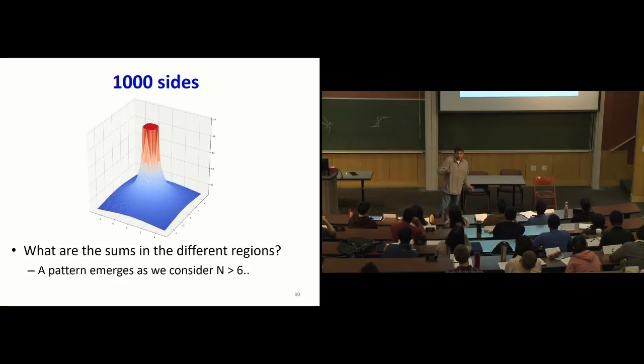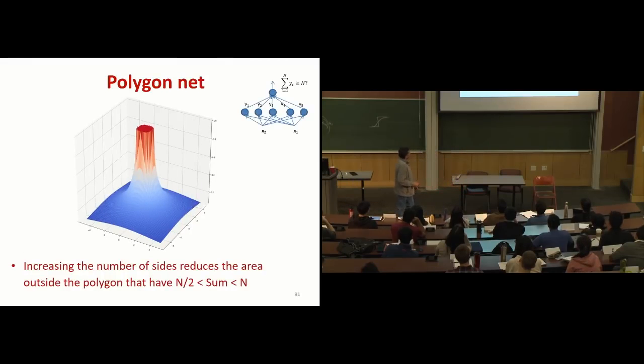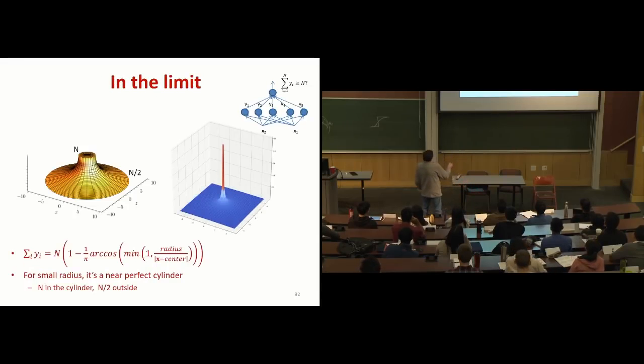As you keep increasing the number of sides to this polygon, a pattern emerges: the area outside of the polygon where the sum lies between n minus 2 and n keeps shrinking. You're going to get either n over 2 or n. All other area in which the sum is anything other than these two begins to shrink. And in the limit, you're going to get this function. It's this crazy little function over here. And for a small radius, it's an almost perfect cylinder.